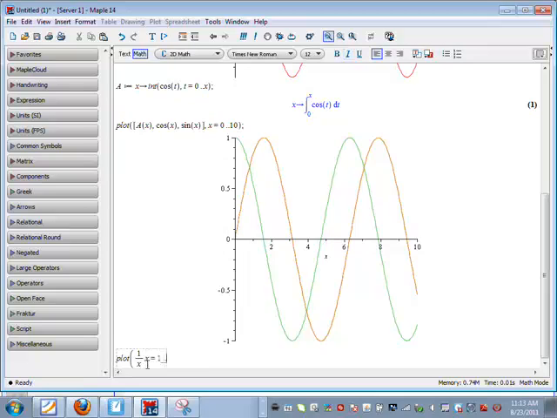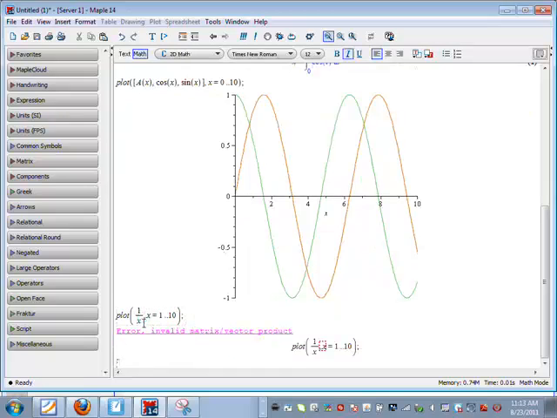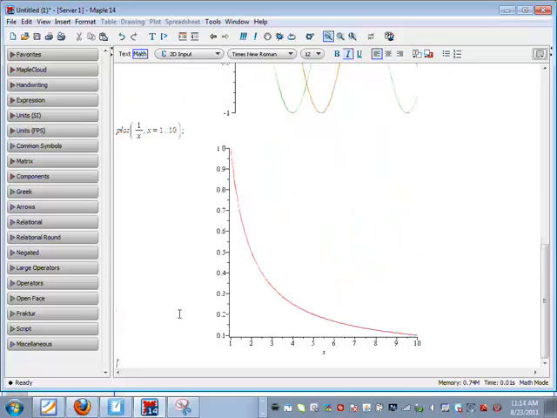Plot 1 over x, x equals 1 to 10, right? I need a comma. Why is it not happy with that? Plot 1 over x. Now that's good. Do I need a space? I'll try it again. Plot 1 over x, x equals 1 to 10. Okay. So the demand function.